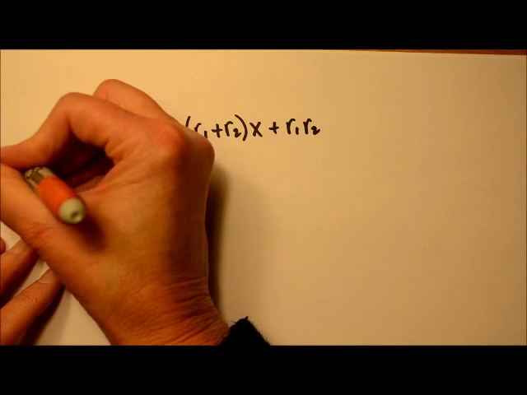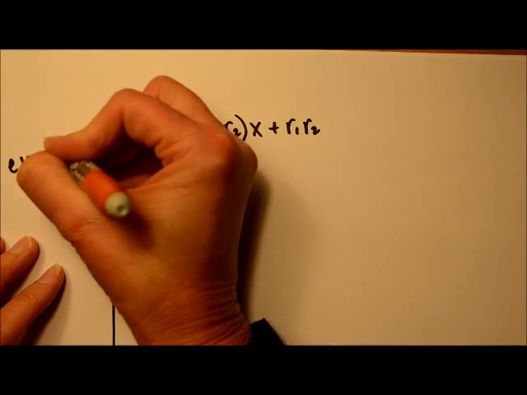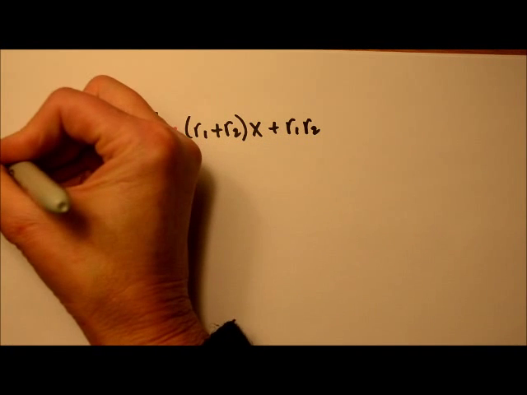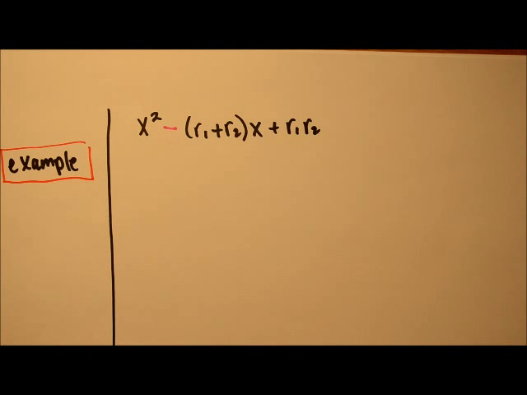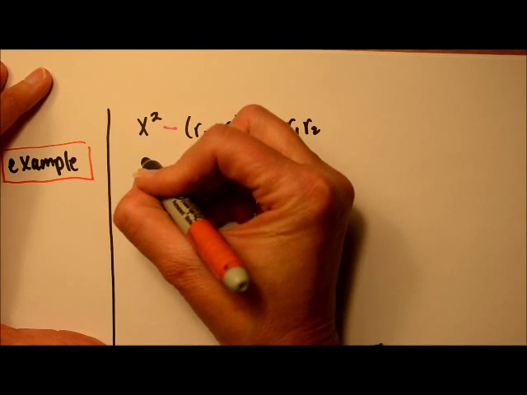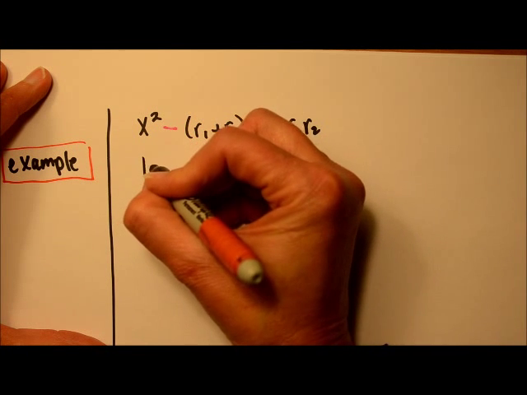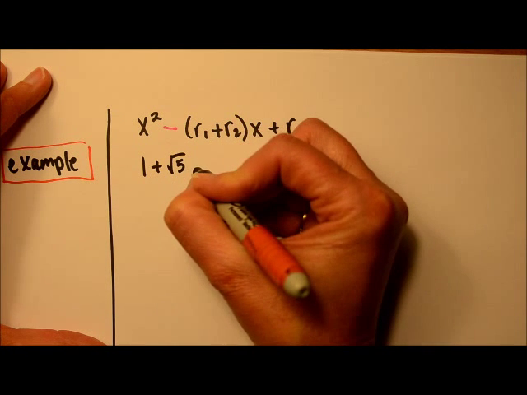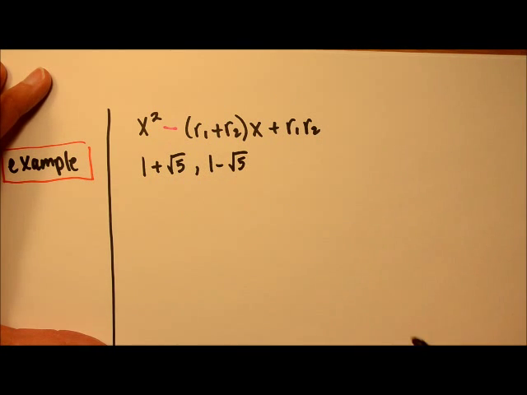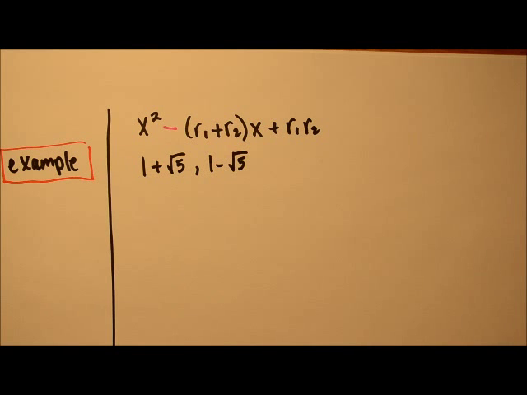So here's another example for you. Let me pick a couple here that are good. All right, how about this one? Here's my roots: 1 plus square root 5, 1 minus square root 5. Okay, so there's my roots.